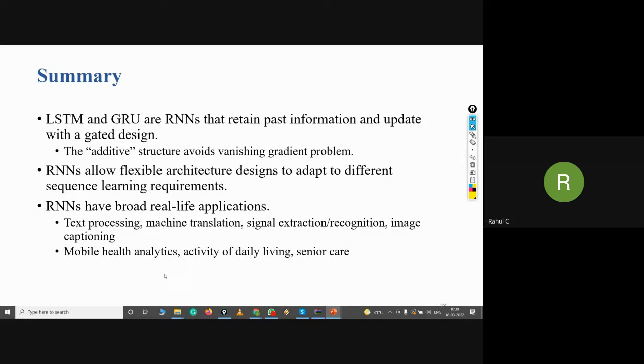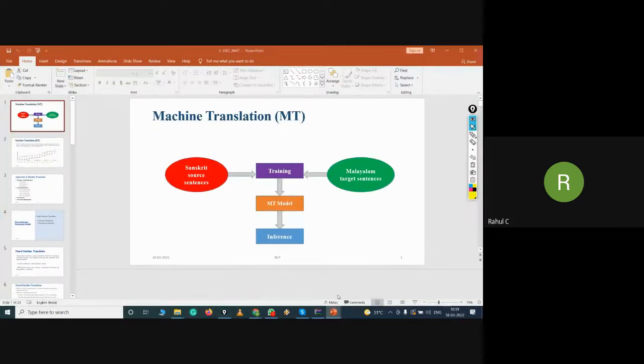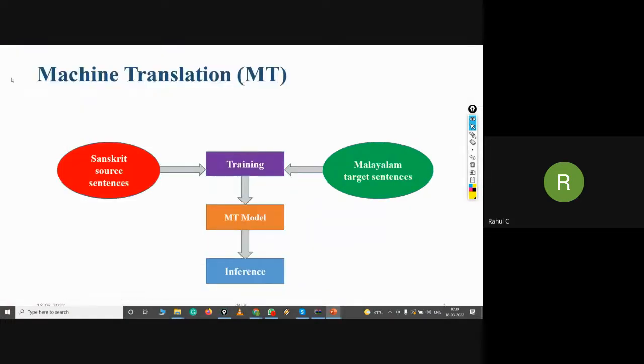Now we will discuss in detail one application which is known as machine translation. I already told you in NLP there are different types of problems: text processing, machine translation, speech processing, sentiment analysis, word sense disambiguation, morphology, POS tagging. Different types of applications are there. So today we will discuss one.